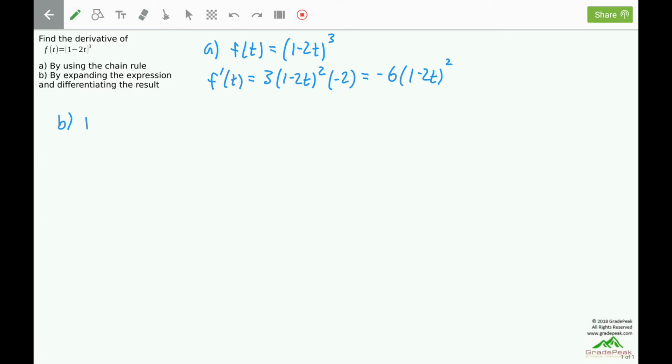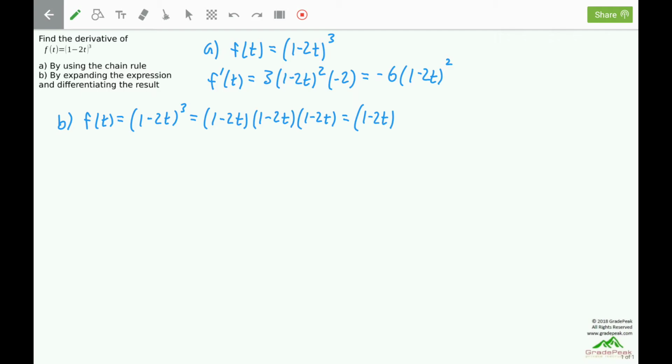For part B, we're going to first expand f of t. F of t is (1 minus 2t) cubed. That means it's 1 minus 2t multiplying itself 3 times. Now we can pair off the second and third and FOIL that out. We'll leave the first alone for now.